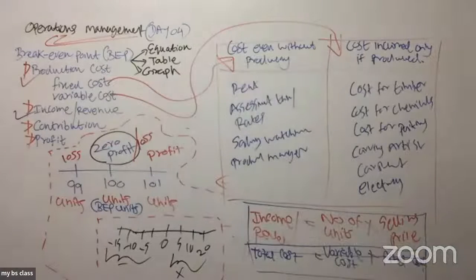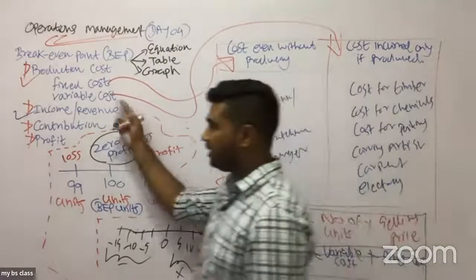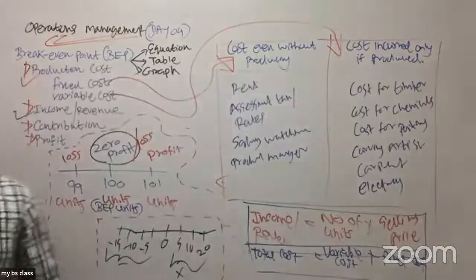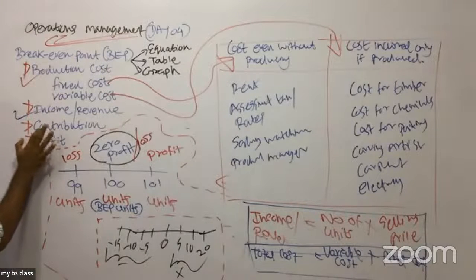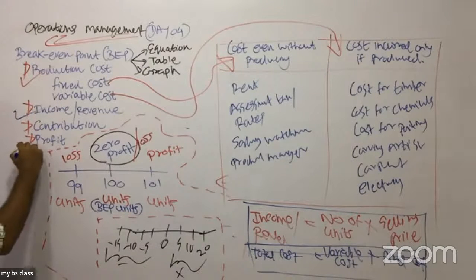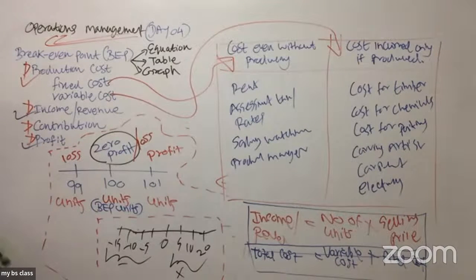Right. Shall I give you like 5 minutes for that? Activity 1, 2, and 3. Could you please calculate the total cost and also the profit? So then after that, we'll be moving to the concept of contribution. Can we quickly do that?